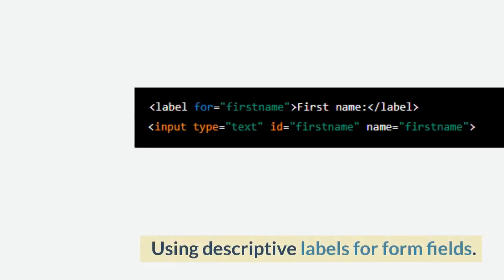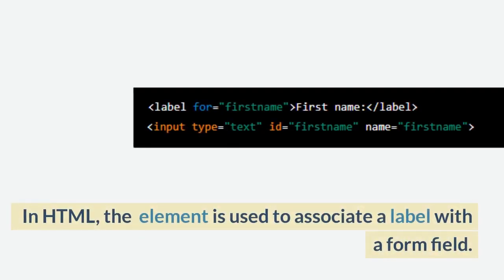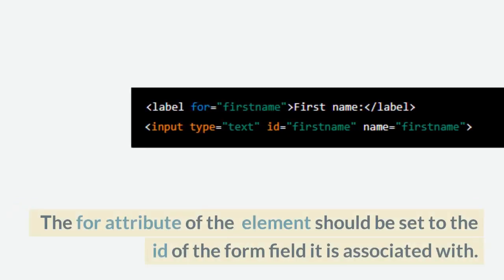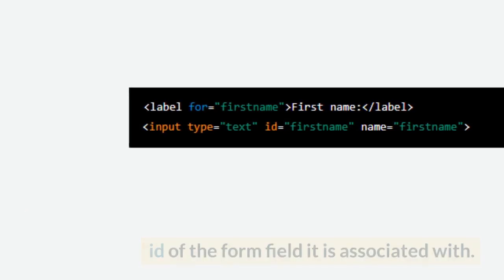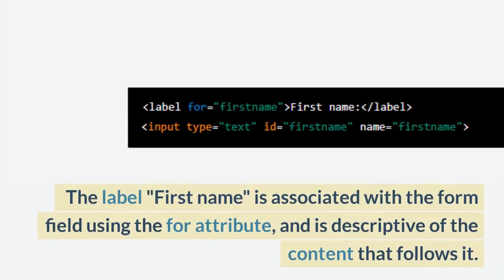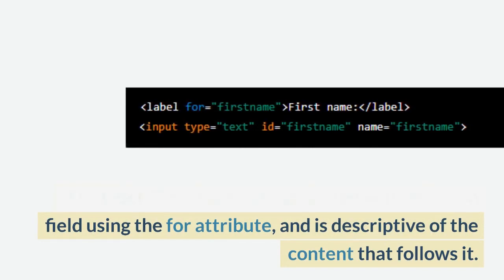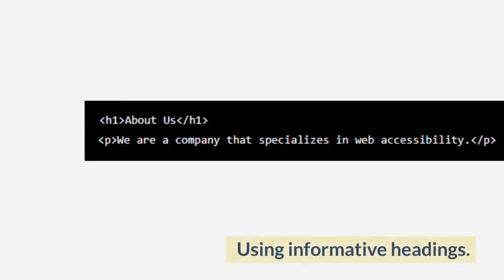Using descriptive labels for form fields. In HTML, the label element is used to associate a label with a form field. The for attribute of the label element should be set to the id of the form field it is associated with. The label first name is associated with the form field using the for attribute, and is descriptive of the content that follows it.